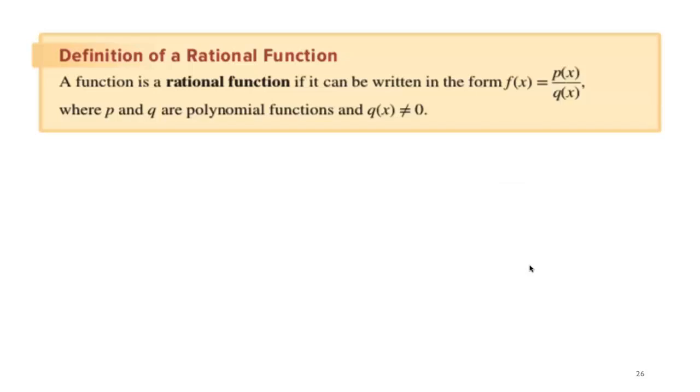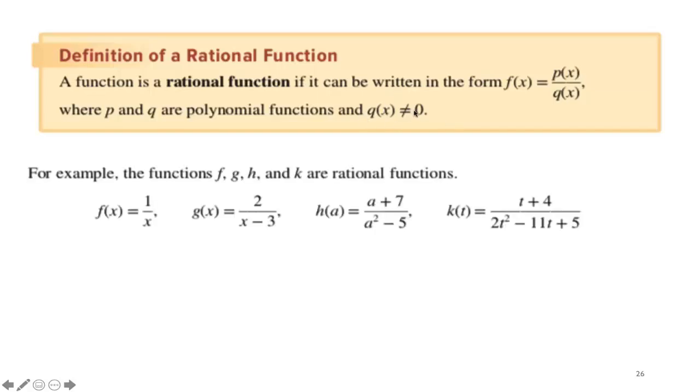Okay, let's talk about rational functions. So this will be the last section here. A function is a rational function if it can be written in the form p of x over q of x, where p of x is a polynomial and q of x is a polynomial. We saw that earlier. And q of x cannot be 0.